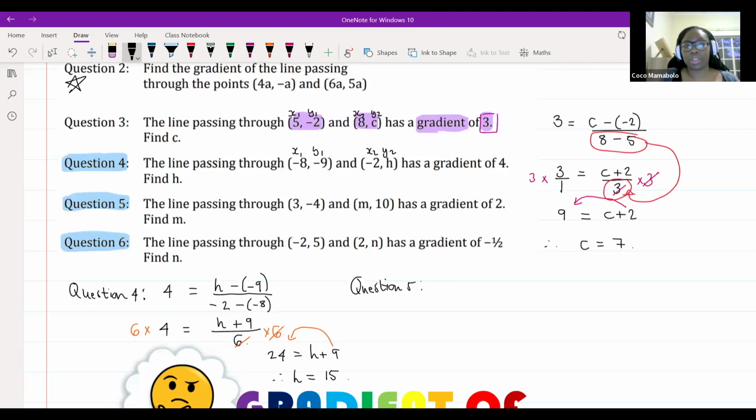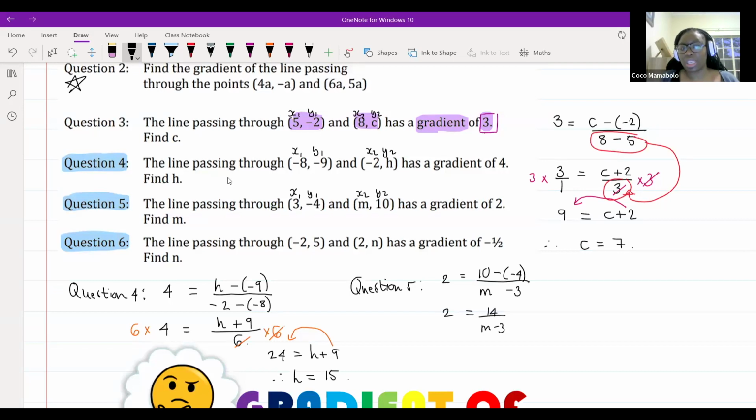The line crossing through 3 and negative 4, and m and 10, has a gradient of 2. Find m. If the gradient is 2, we start by saying 2 is equal to y2, which is 10 minus negative 4, over x2, which is m minus 3. So 2 is equal to 10 minus negative, which gives us positive 4, so that's 14 over m minus 3.